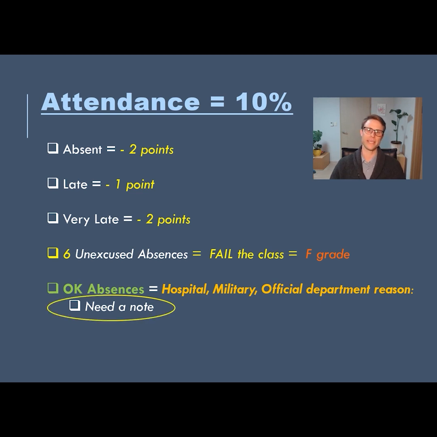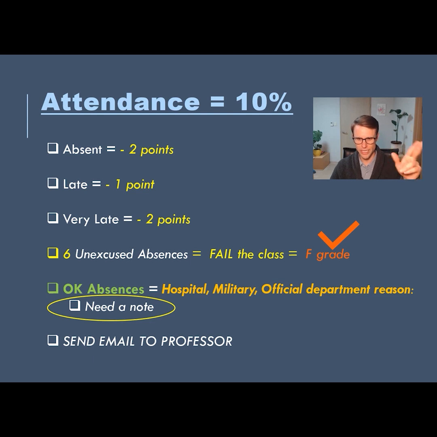So please send me a note in email soon, right? You must send me a note within 2 weeks of the absence. All right, so 2 weeks later, after that, I cannot accept that note. So please keep that in mind. All right, so just remember important things. If it's 6 unexcused absences, you're going to get an F grade, and you must send me a note for an excused absence.